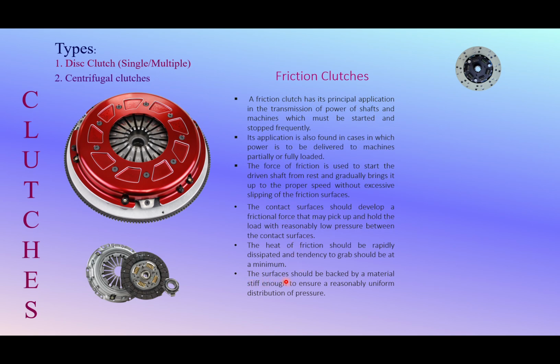The surface should be backed by material stiff enough to ensure a reasonably uniform distribution of pressure. So for a friction clutch, the most important thing is the frictional force. There must be a frictional force between the friction lining or the friction disc and the flywheel or the pressure plate.